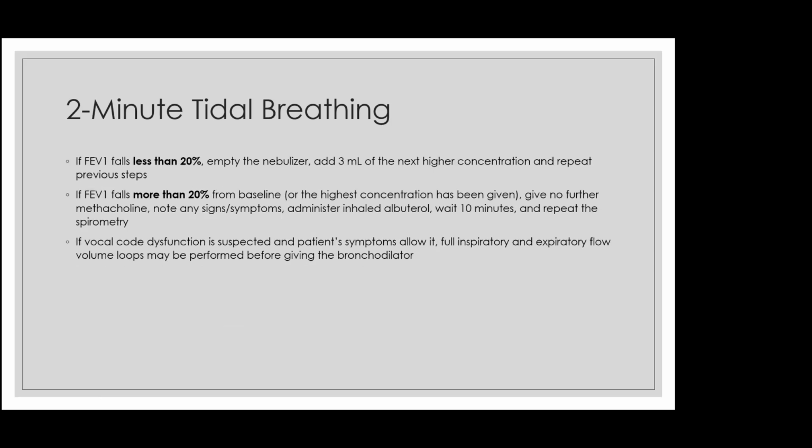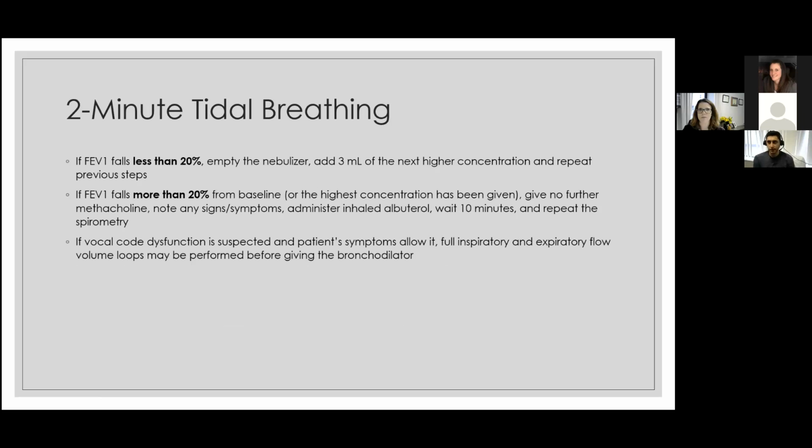Similar to the prior protocol, if the FEV1 falls less than 20%, empty the nebulizer, add 3 milliliters of the next higher concentration, and repeat the previous steps. However, if your FEV1 falls more than 20% from baseline, or the highest concentration has been given, again, 16 milligrams per milliliter, give no further methacholine, assess the patient for any signs and symptoms, give albuterol, wait 10 minutes, and then repeat the spirometry. Again, same thing.